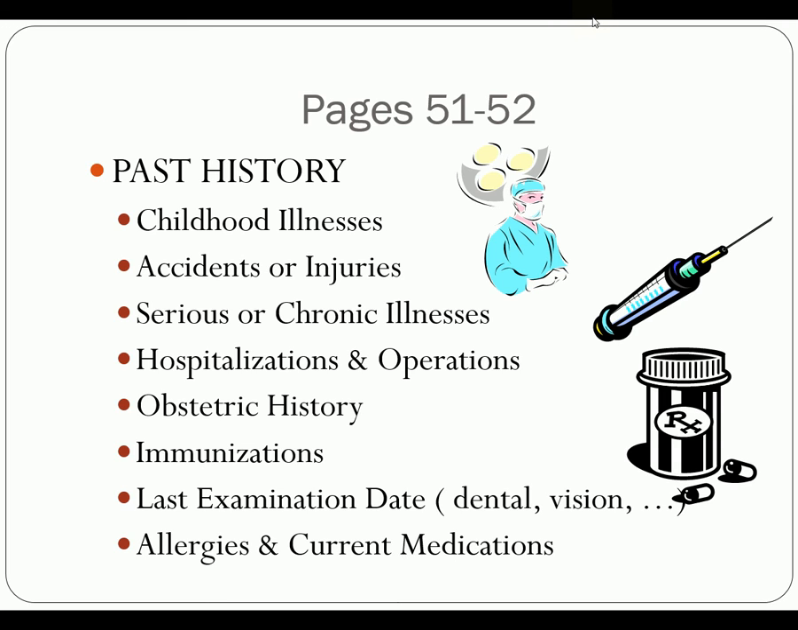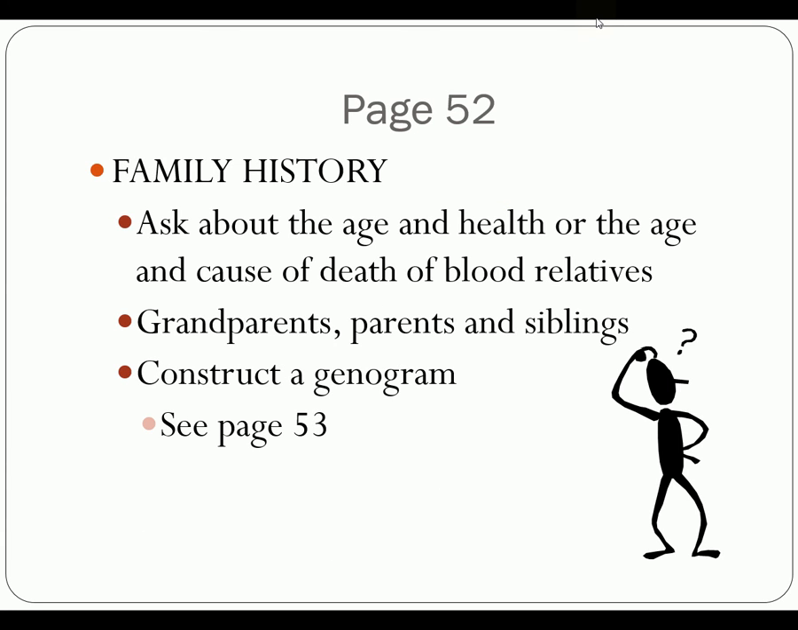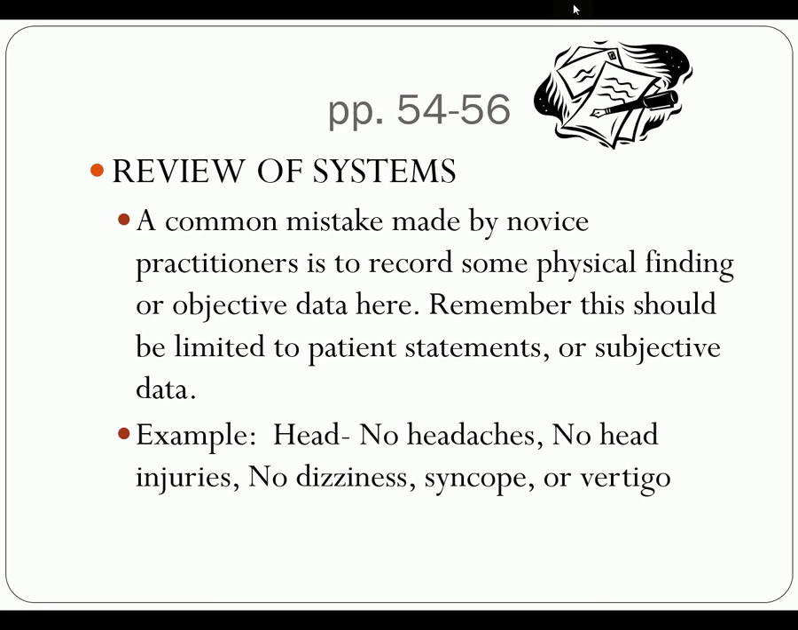You cannot write this out. You have to do a genogram. You may also hear it called a pedigree. Again, I am going to do a PowerPoint on that. So that brings us to the review of systems on pages 54 through 56.